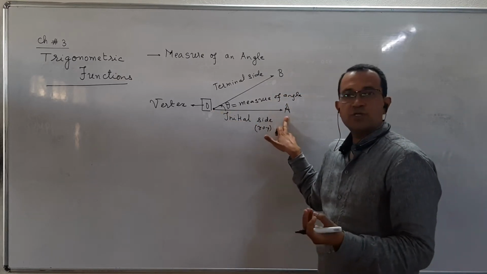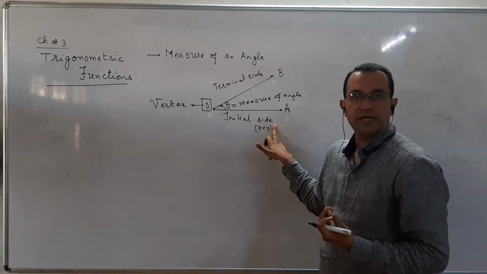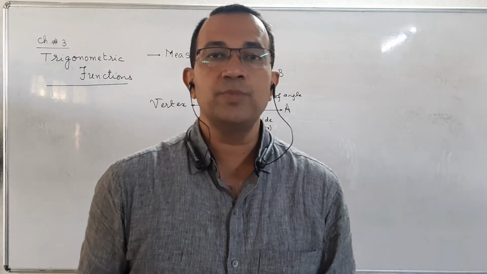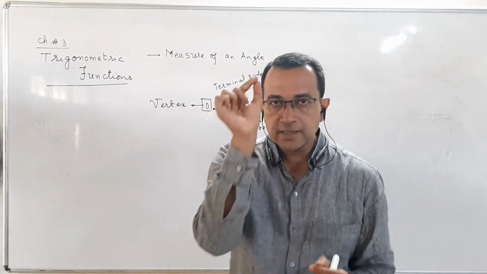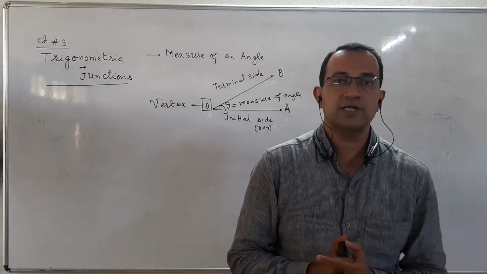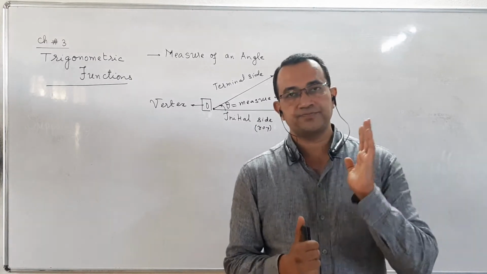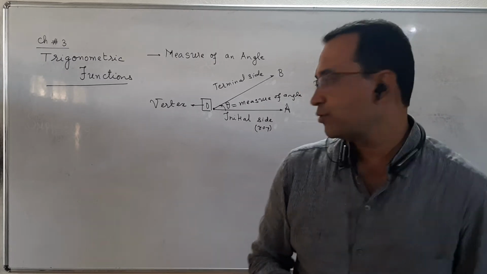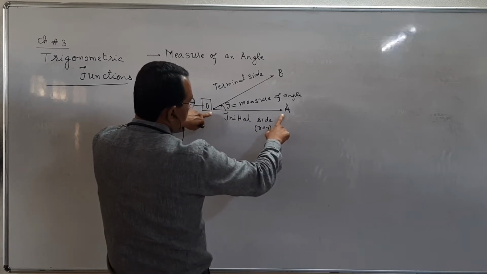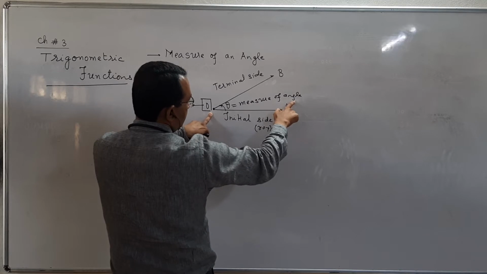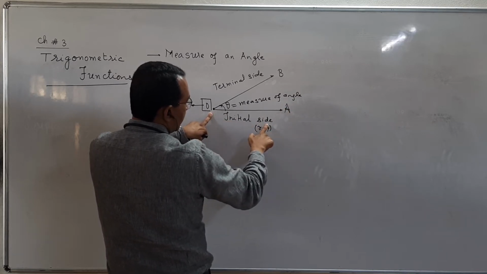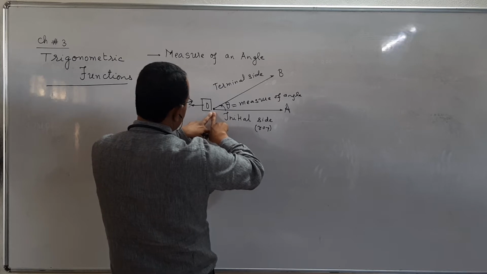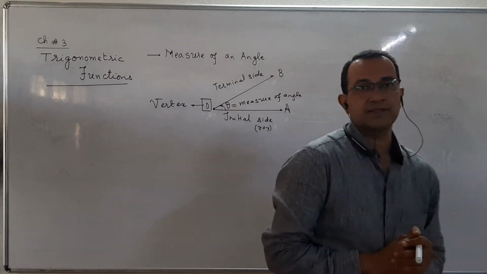Ray OA, which was the initial ray, is called initial side of the angle, and the rotated ray, whatever ray we get after rotation, ray OB, is called terminal side of the angle. And the point O, with respect to which the rotation is considered, students, is called vertex of angle. So I think the definition of measure of an angle is very clear. Once again, the rotation of a ray with respect to its initial point is called measure of an angle. Initial ray OA is called initial side of the angle. Rotated ray OB is called terminal side of the angle, and the point with respect to which the rotation is considered is called vertex of angle.